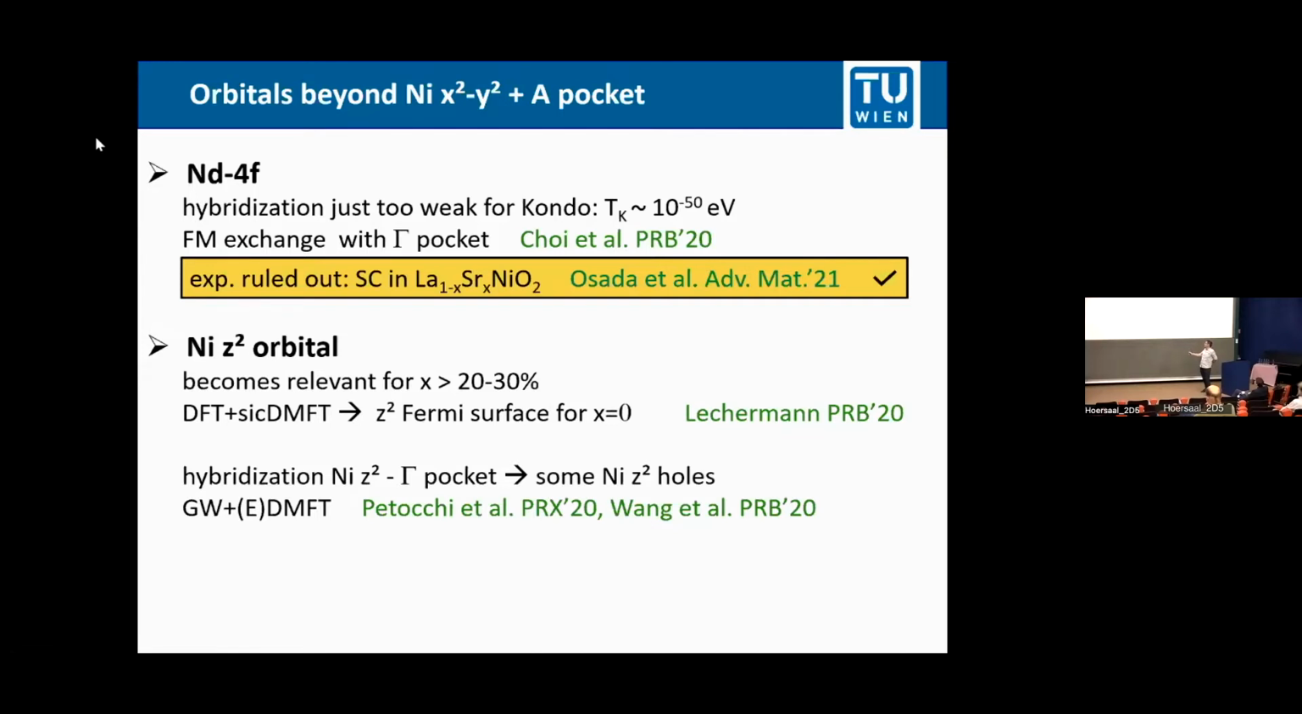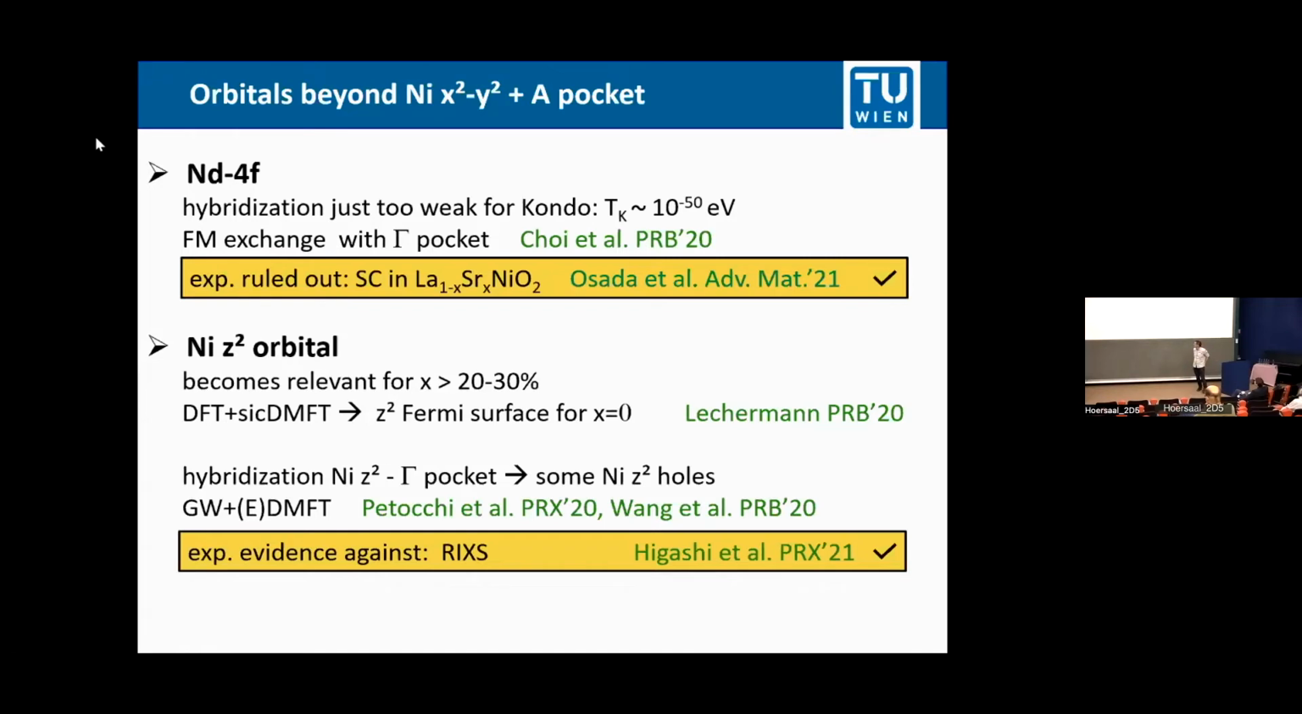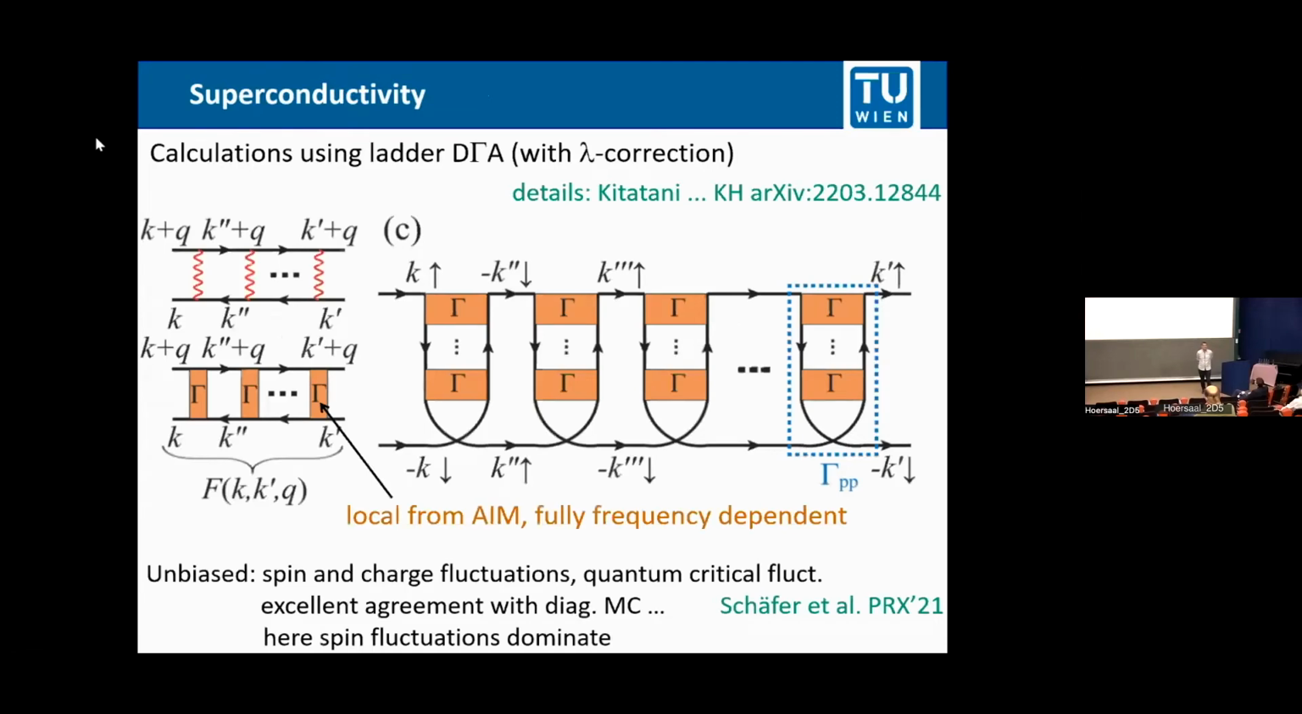Then, of course, if you have a gamma pocket, there is some hybridization with the z squared. So you have some z squared holes because of the hybridization, and that has been very much emphasized in these works. But with the gamma pocket being so sensitive, I also don't think it's so relevant. So, last but not least, more recent experimental evidence, it's not a full proof, but it's evidence, points to the interpretation of Rick's data that the z squared orbital doesn't play such an important role. Okay, there are also other, more exotic things that have been discussed for the nickelates. But let's just stick with the simple description, just the x squared minus y squared Hubbard model and the reservoir, and let's see how far we can come.